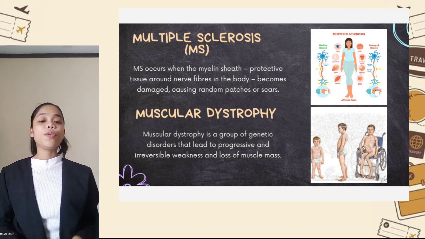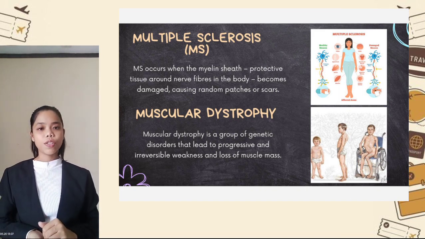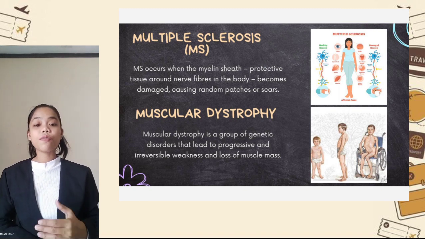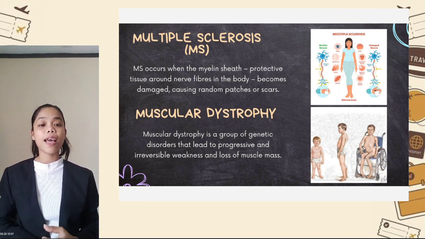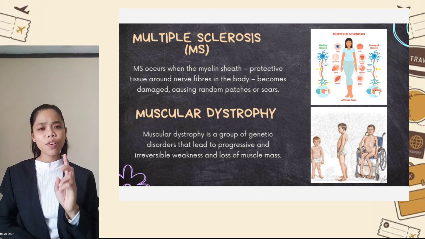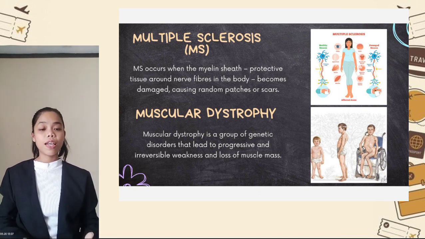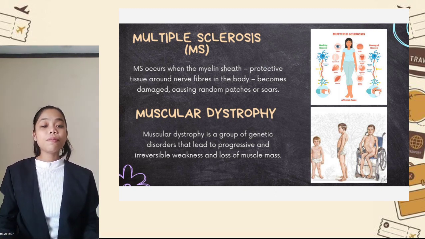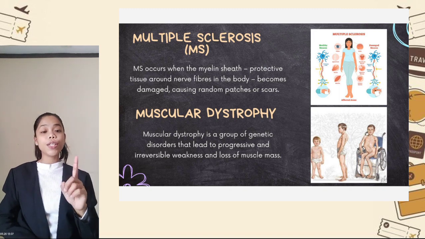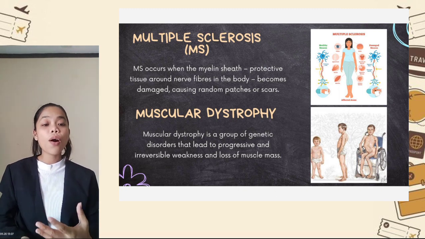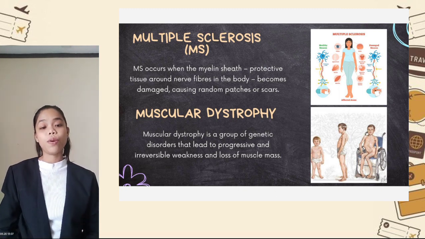Now, let's proceed to muscular dystrophy. So muscular dystrophy is a group of genetic disorders that lead to progressive and irreversible weakness and loss of muscle mass. So there are more than 30 different types of muscular dystrophy, and each has a separate cause. Signs and symptoms can be varied, however, can include difficulty walking, trouble breathing or swallowing, restriction in joint motion, and heart and other organ problems.